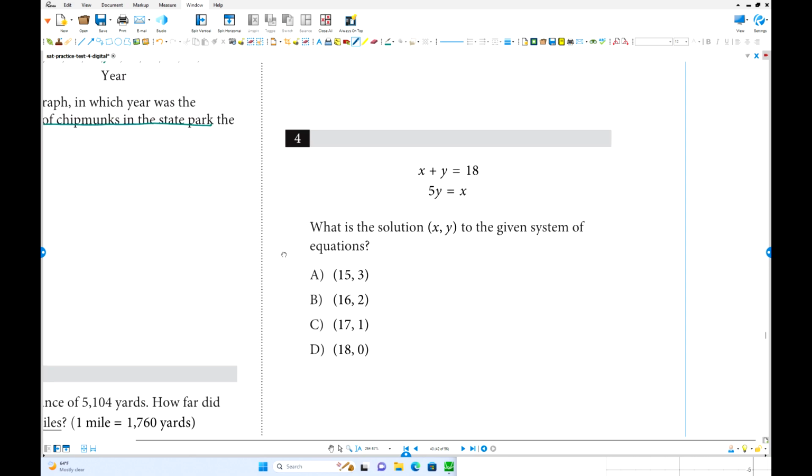Number 4, what is the solution set? The solution is by intersection, so we are going to find the intersection. First, x is 5y, so this is a substitution: 5y plus y equals 6y equals 18. So y equals 3. When y equals 3, x is how much? 5 times 3 equals 15. So x equals 15. In the pair, x is first and y is second, always. So 15 and 3 is the answer.